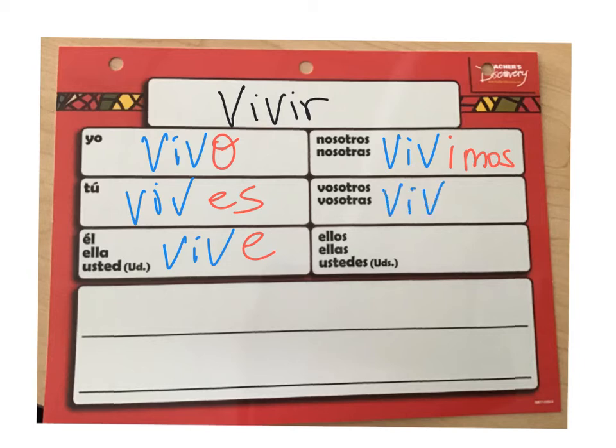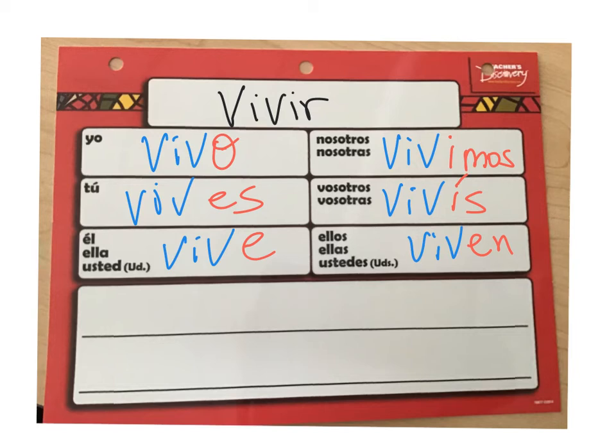Vosotros vivís, with the accent on top. And then ellos, ellas, ustedes viven, because the ending for ellos, ellas, ustedes for the IR verb is N. So this is how I conjugate the verb vivir.